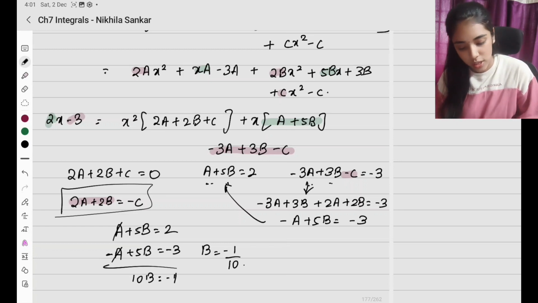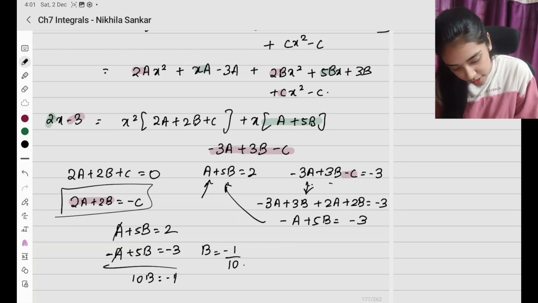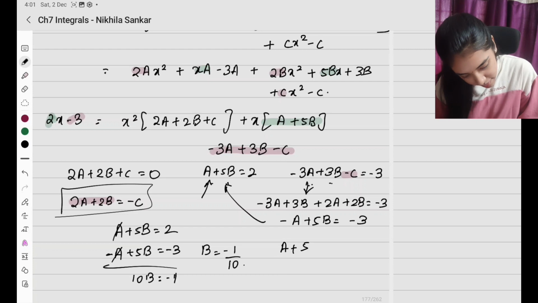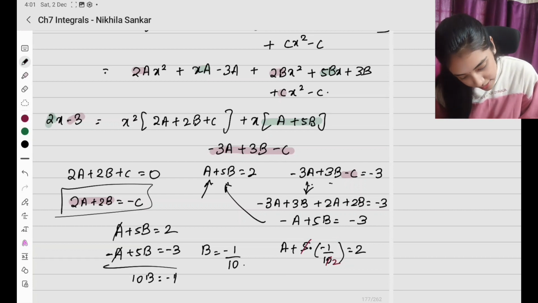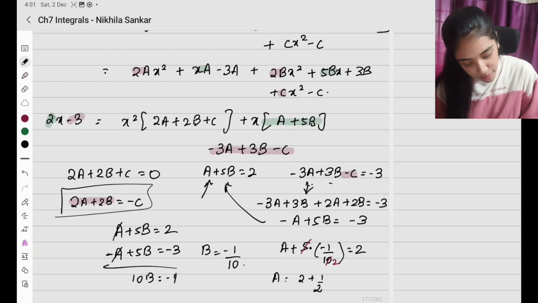இப்போ a க்கு substitute பண்ணா என்ன ஆகும்? I can substitute in this. So I have a plus 5b, which is minus 1 by 10 equals 2. So when this gets cancelled, இங்கே 2 இருக்கு. a equals 2 plus half, which is going to be 5 by 2. So a oda value 5 by 2.